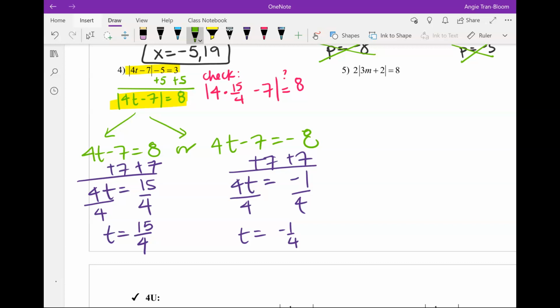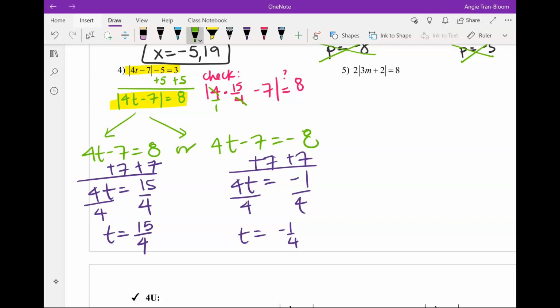What happened to the 4s? Don't they reduce right away? Couldn't I go like that right away? So 15 minus 7? 8. Absolute value of positive 8? It works. I can keep it.